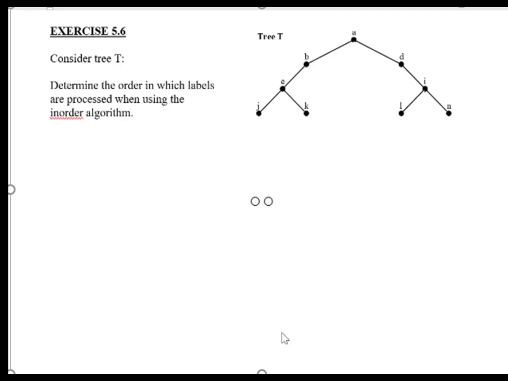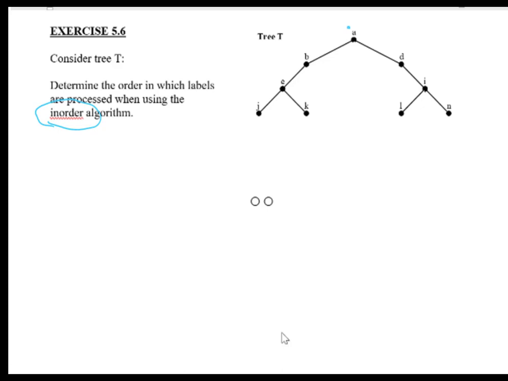Welcome to the extra exercises of week 5. We have a 3T and they want us to process the labels with the help of the in-order algorithm. And in-order, remember, means we process them the second time we meet them.